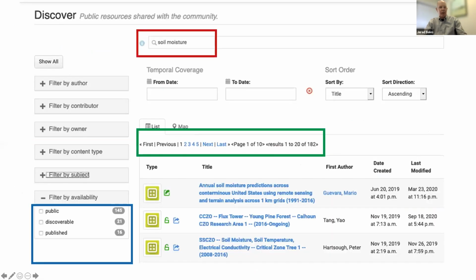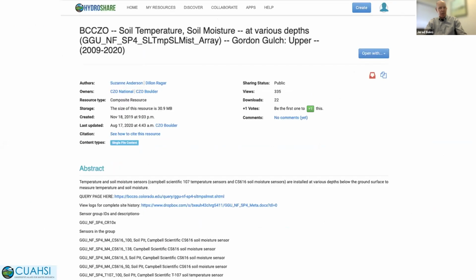So this is kind of what the data page looks like. If you want to discover soil moisture, you type it in, and then everything with soil moisture data comes up here. And then if you want to find the data that's actually published, then you can use this filter over on the left. So just a quick glance at the data pages. And then this is actually for a specific site for soil moisture. And so you see up here information about authors and owners and an abstract describing the data. The abstract is part of what's used when one searches HydroShare for different data types.